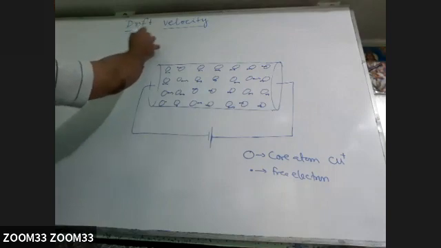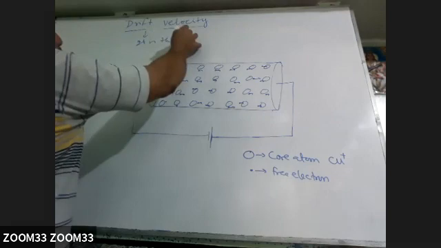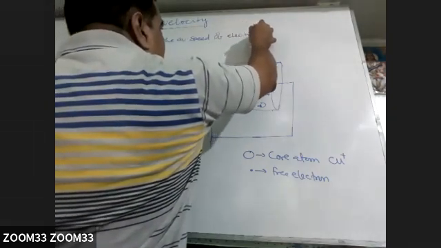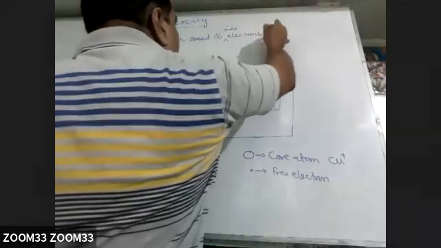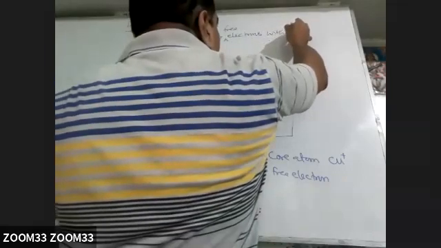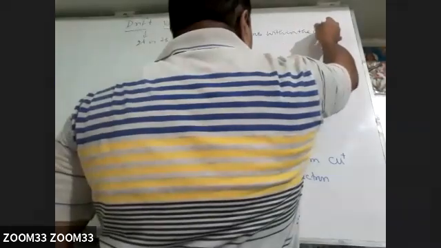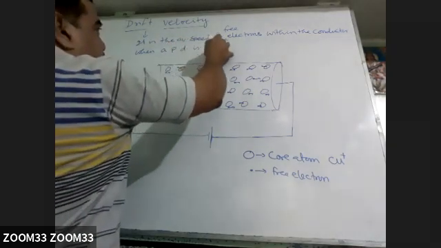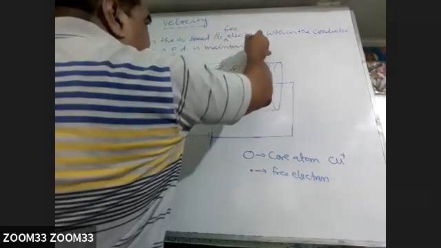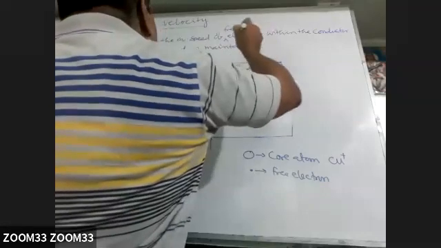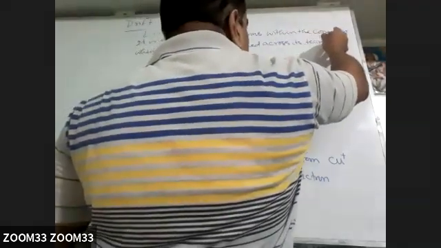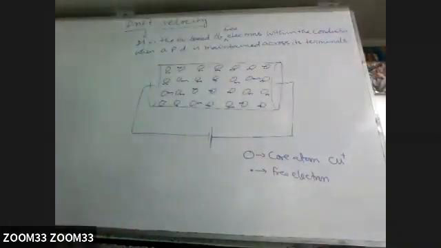So drift velocity is the average speed or average velocity of free electrons within the conductor when a potential difference is maintained. Whatever the value of the velocity of the electron will be, that is the drift velocity.